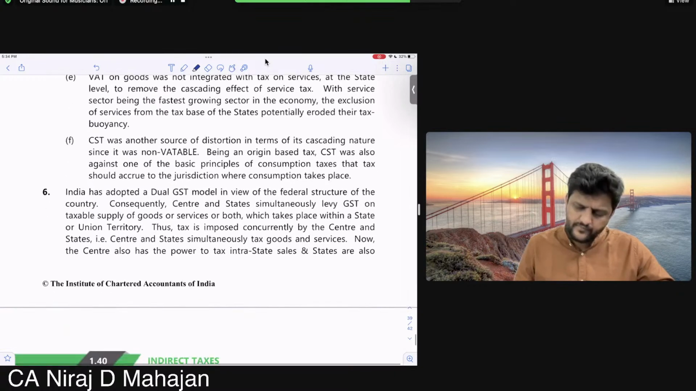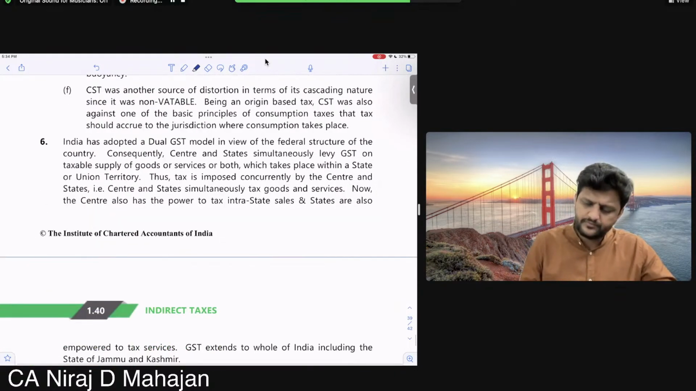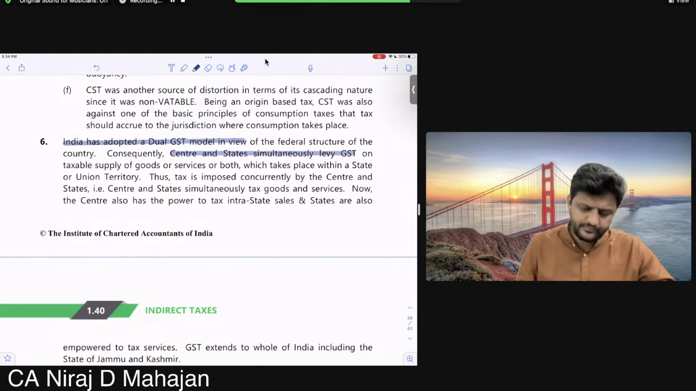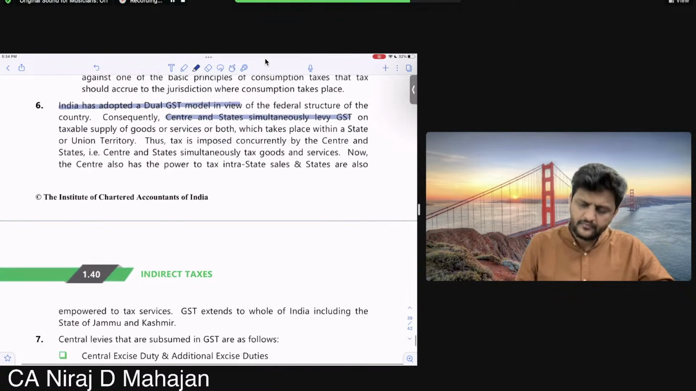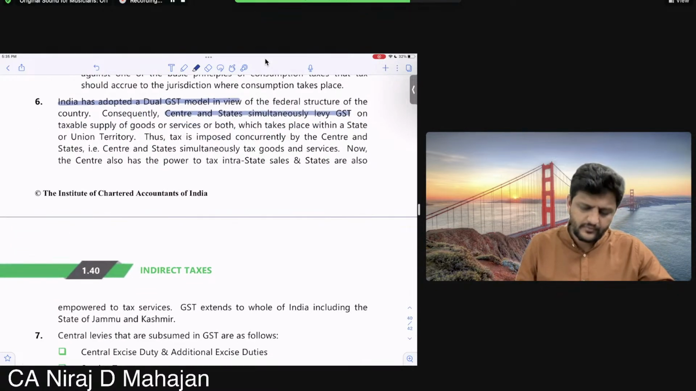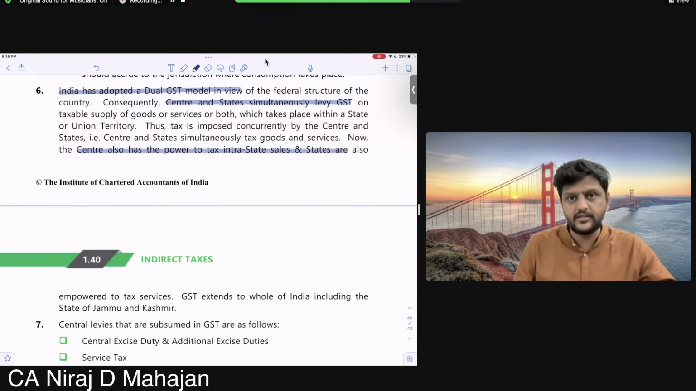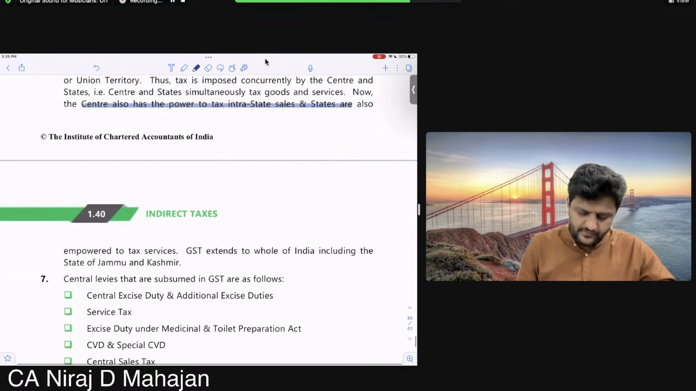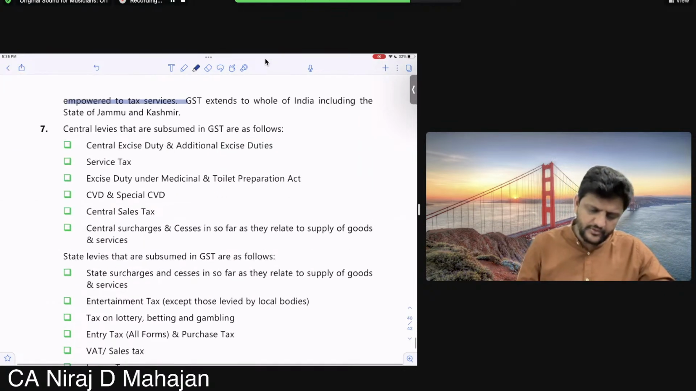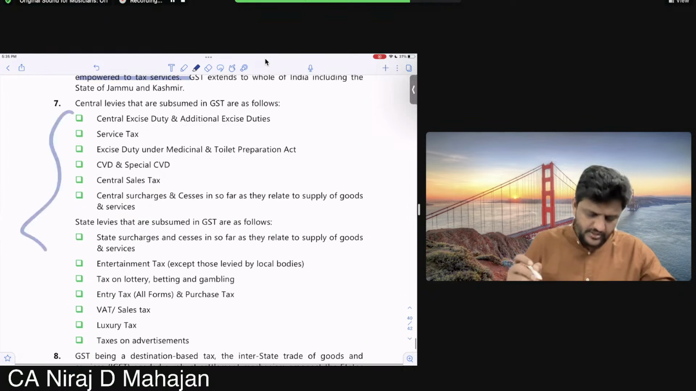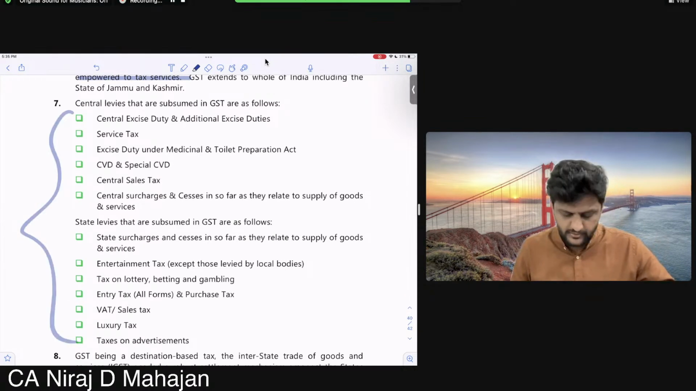Okay. The dual system is what, children? Center and state simultaneously levy GST. Now the central government also has the power to levy tax on intrastate sales, and the state has the power to tax services. I told you to give a list of the taxes subsumed under GST. All of you okay till here?